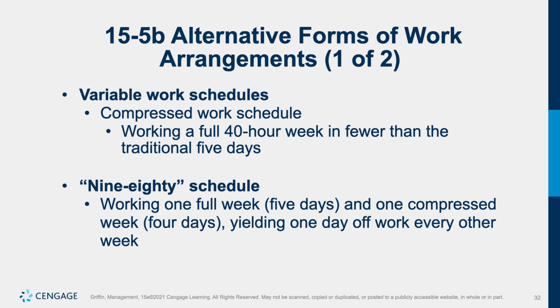Alternative forms of work arrangements. Now, many organizations today are providing employees with a variety of alternative work arrangements. We have the variable work schedules, which is a compressed work schedule whereby the employee is working a full 40-hour week in fewer than the traditional 5 days. And you have the 9/80 schedule, which is about working 80 hours over 2 weeks, but the employee works one full week of 5 days and one compressed week of 4 days, yielding one day off work every other week.